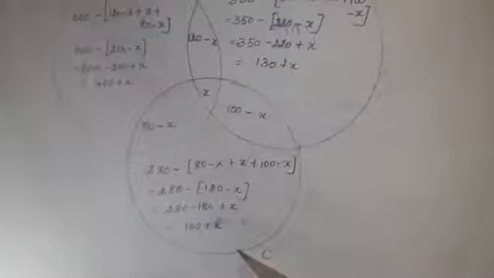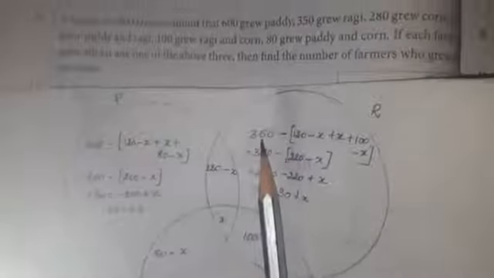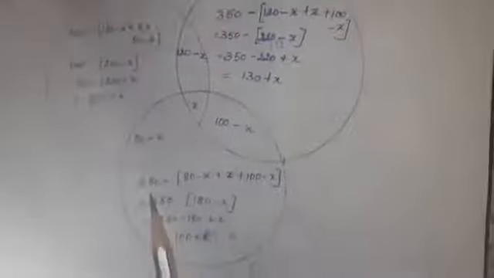Here I am drawing three circles. This is for paddy, so you should write capital P. This one is ragi, capital R. The next circle is corn, capital C. Here come 600 grew paddy. First you write 600. Next, 350 grew ragi. In the ragi place you write 350. 280 grew corn. So here you should write 280.